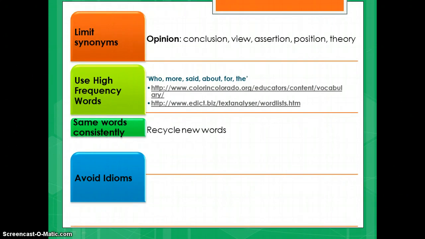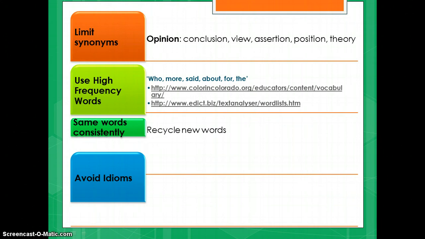Here are a few other tips. Limit the use of synonyms for the beginning learners. Although synonyms make your speech more interesting to a more advanced listener or reader, they can be a source of confusion for beginners because they won't necessarily see them as synonyms. So if you're to use the word opinion, keep using that instead of other words like conclusion, view, assertion, position, theory, because although they can be synonyms, they have slightly different meanings, and those can really throw off your listeners.